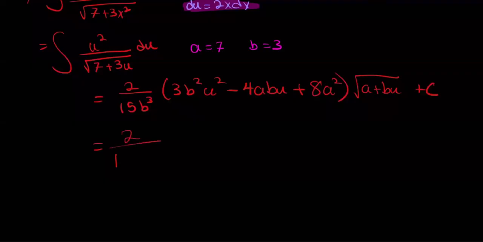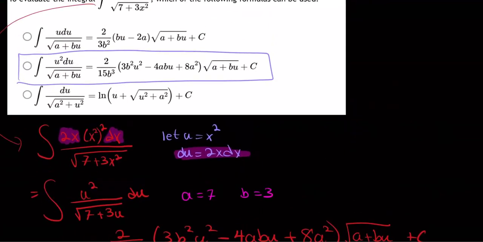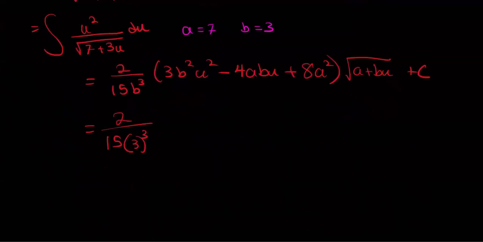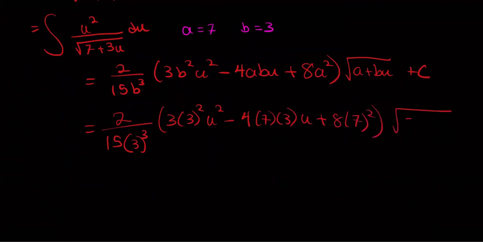So here we have it, 2 over 15 times 3 cubed. I don't know if I wrote that down correctly. I did. Okay. And then times 3 times 3 squared u squared minus 4 times 7 times 3 times u plus 8 times 7 squared, the square root of 7 plus 3u plus c, and then you have to replace your u. I'm going to get out my calculator and simplify this.